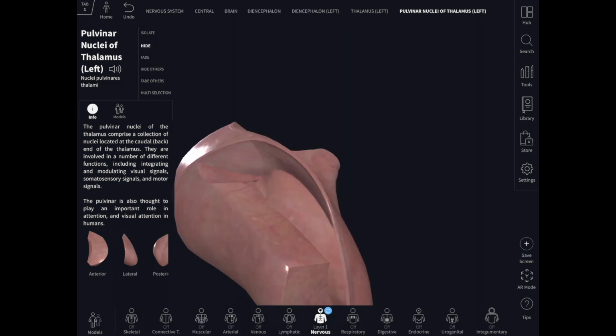In the next video, we'll see the connections of the thalamic nuclei, both the specific nuclei and non-specific nuclei, and the clinical correlations.